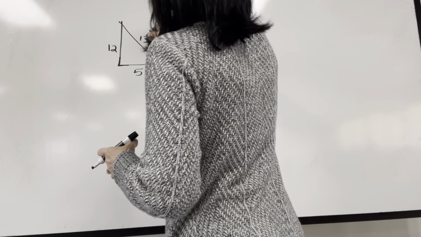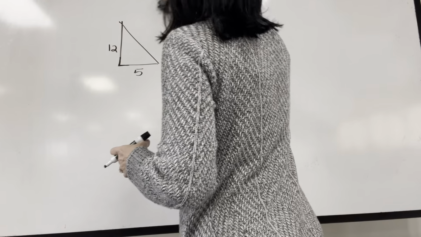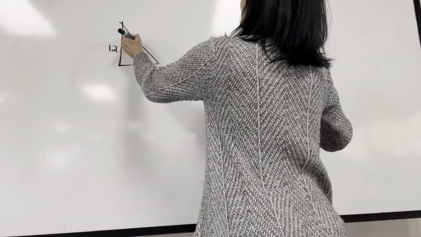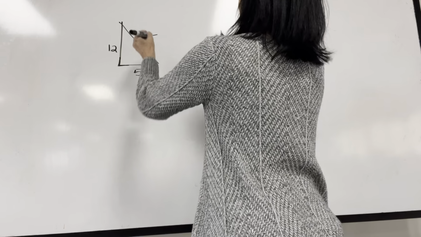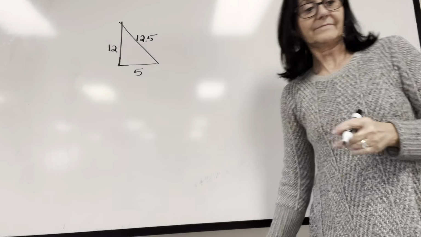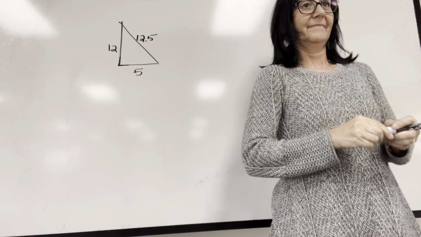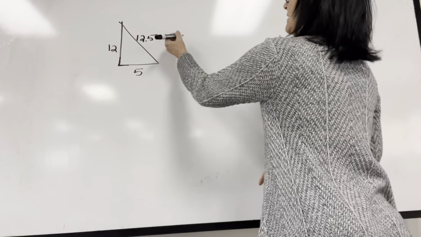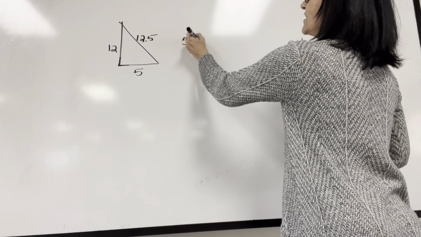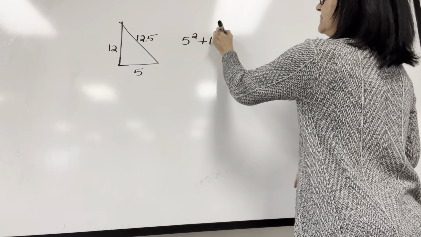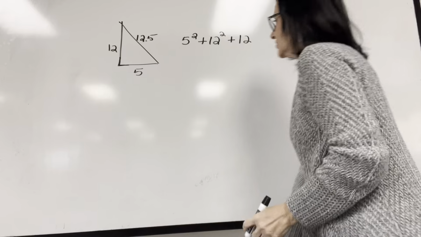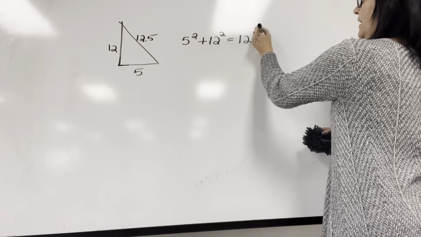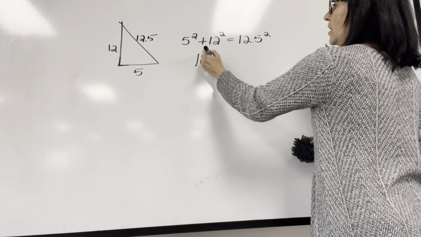Okay, if you look at the picture in the top right. I'm going to change this. Nope, doesn't work. It ain't no right triangle. Let's do it. But it doesn't work. 25 plus 144 does not equal 12.5 squared. I need somebody to do 12.5 squared in their calculator.